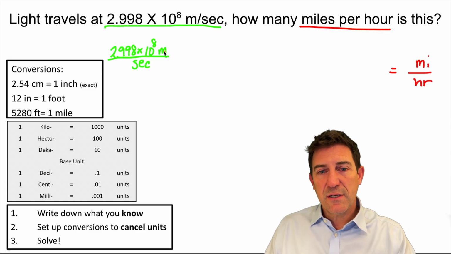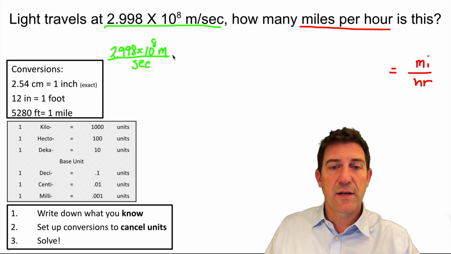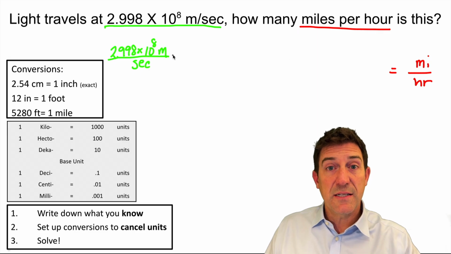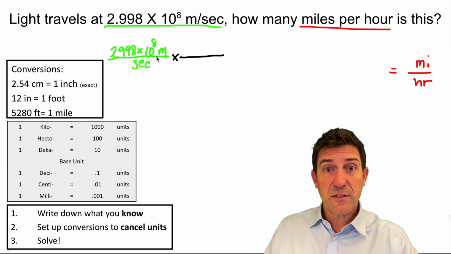Notice I have meters on the top. I want to turn it into miles. I have seconds on the bottom, and I want to turn that into hours. Can we do that? Absolutely. That's just dimensional analysis. I don't want meters, and I don't want seconds in my answer, which means I need a conversion. But the question is, well, which one of these do I convert first? Because pick one. It honestly doesn't matter.